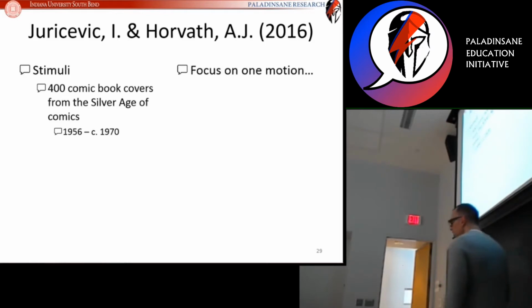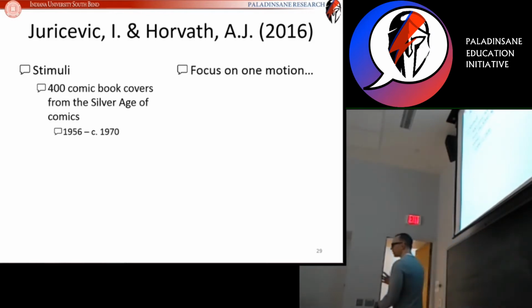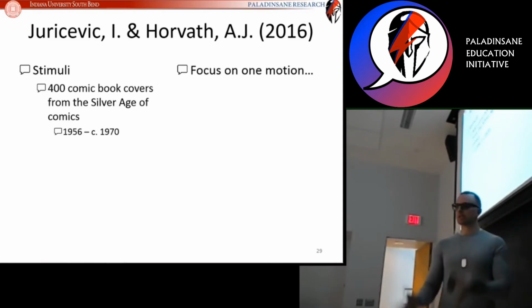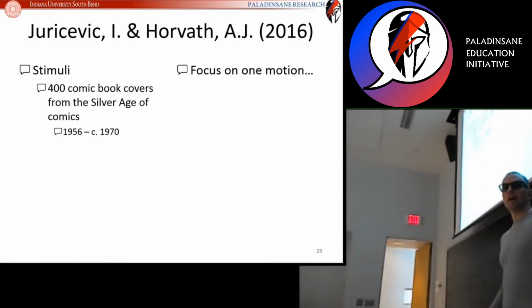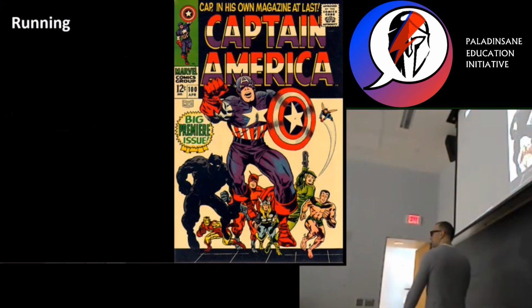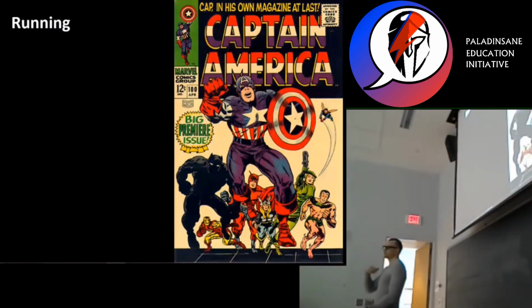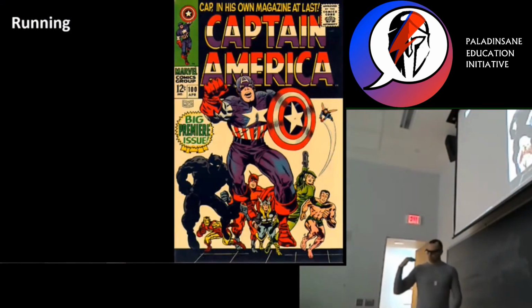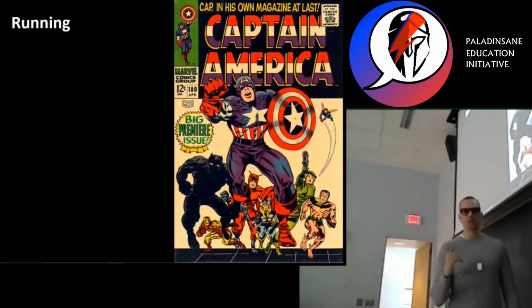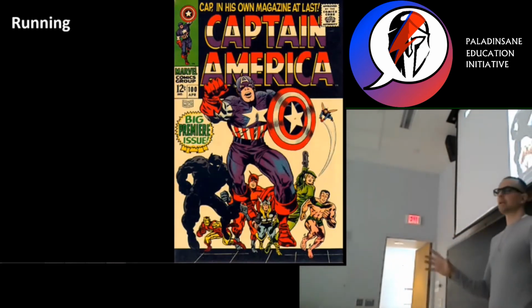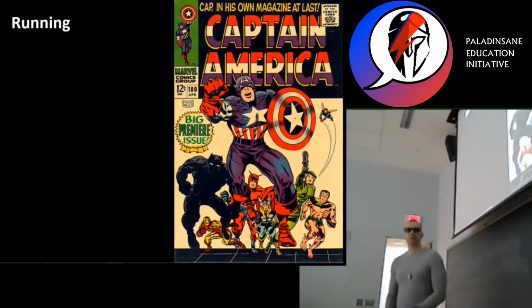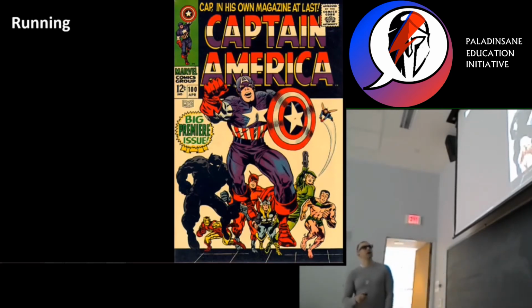For this first study, we wanted to focus on one motion. So we said, let's just choose one that we can take a look at, see how it's depicted. The motion that we chose was running. For these 400 covers, we went through each cover and looked at whether anybody was depicted running. For this cover of Captain America, we have Captain America running, we have Namor running, we have just about everybody running except for the Wasp, and she's flying.